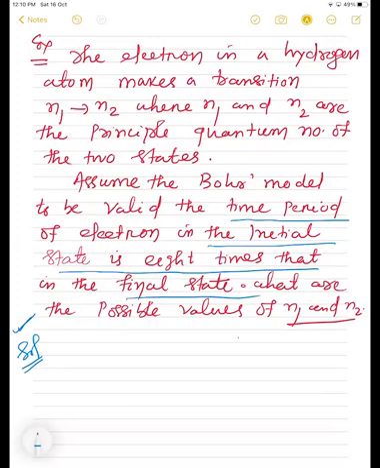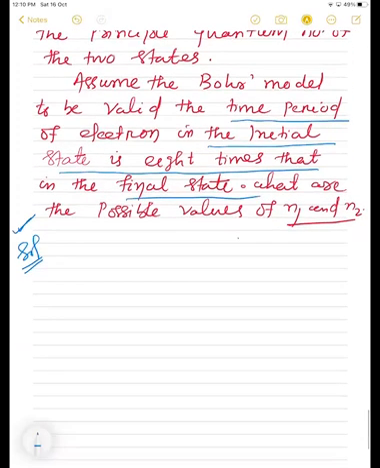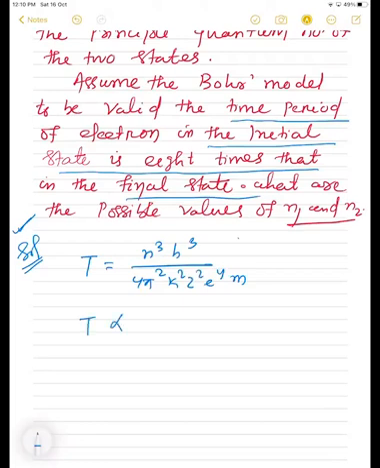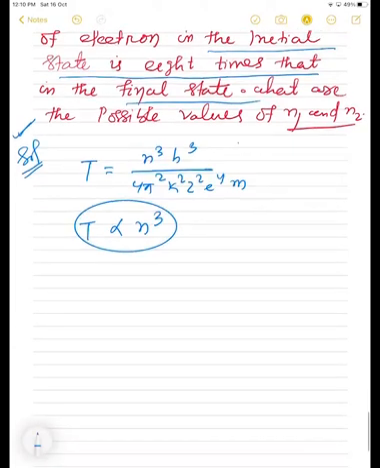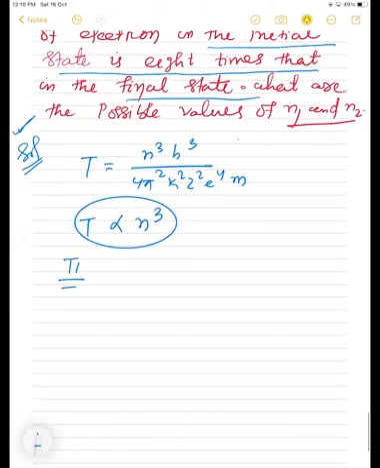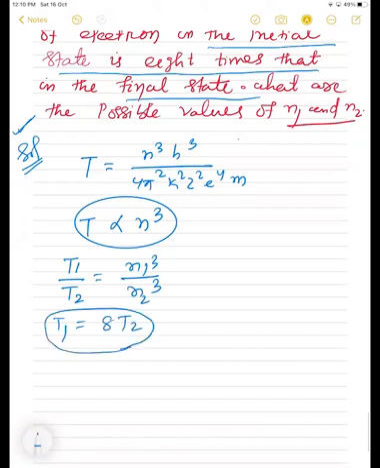Students, see this one. Time period ka formula humne bataya tha: n cubed h cubed by 4 pi squared k squared Z squared e to the power 4 m. Maine ye bhi bataya tha ki sab yaad rakhne ki zarurat nahi hai. Time period is proportional to n cubed. Yes or no? So the ratio of time periods T1 by T2 is equal to N1 cubed by N2 cubed, and he has given T1 is equal to 8 times T2. This is given in the question or not?